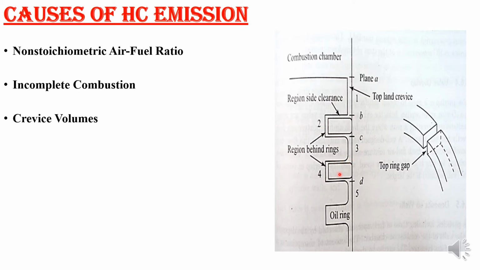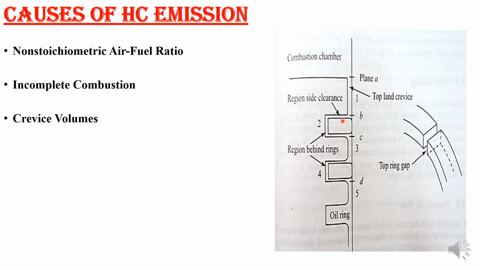So during the compression stroke, what will happen? At the end of the compression stroke, before the start of combustion, air and fuel will be compressed. Whenever the air and fuel are compressed, some amount of air and fuel will be there in your crevice volume. As much as 3% of the fuel in the chamber can be forced into this crevice volume.